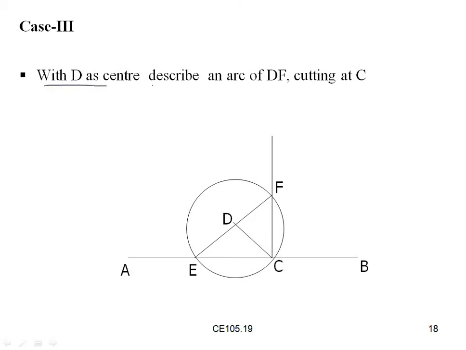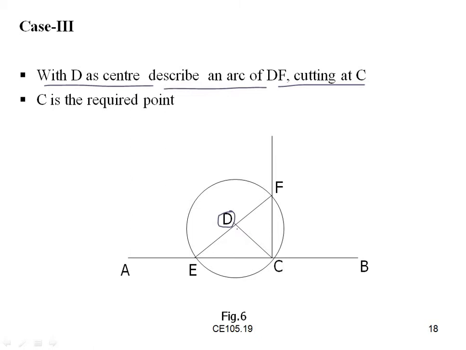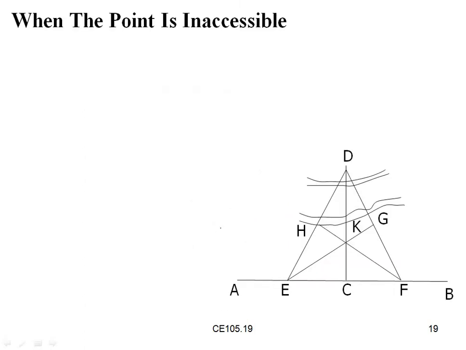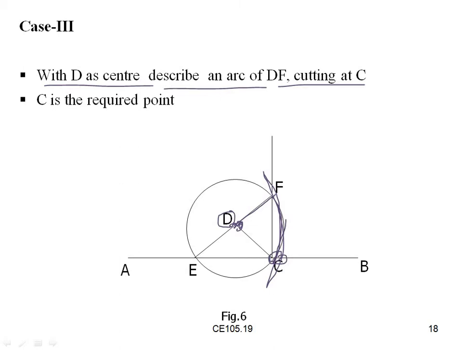Then next, with D as center, describe an arc of radius DF cutting AB at C. Keeping D as center, the arc is taken with the help of DF, cutting at C. So you will get this point as C, and C is the required point. Next, joining FC and DC, this is a right angle triangle, with the help of this method. This is another method.